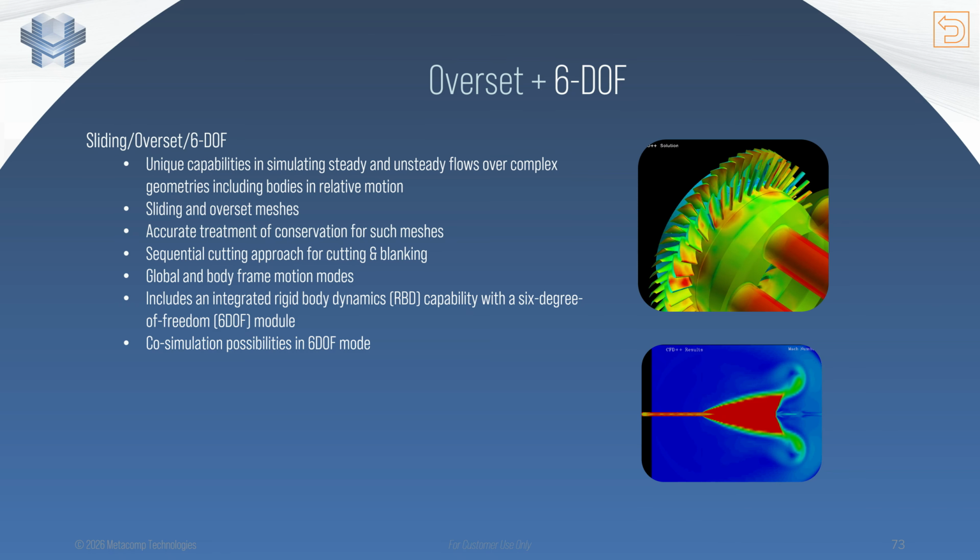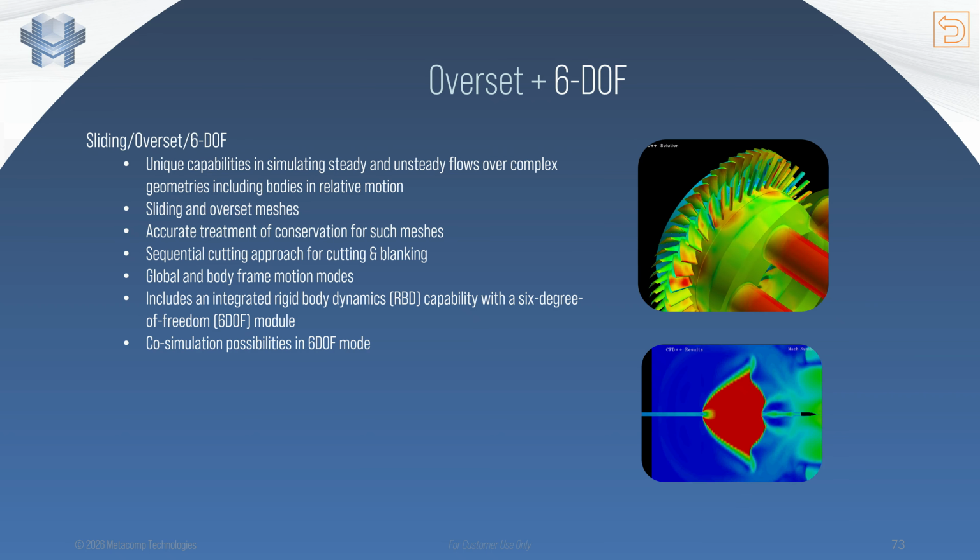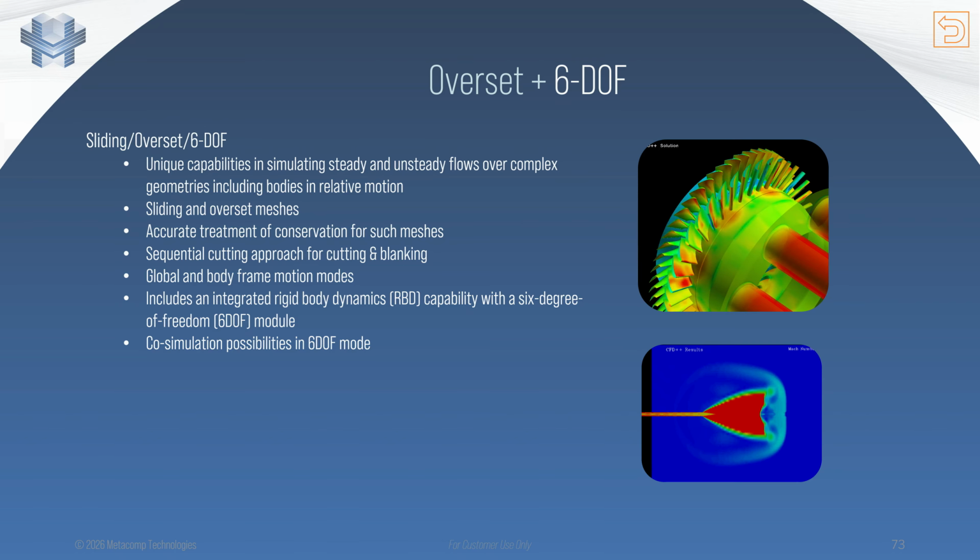Additionally, CFD++ features an integrated rigid body dynamics capability with a 6-degree of freedom model that accurately computes body motion influenced by forces and moments from the surrounding flow field, as well as external forces like gravity. Co-simulation is also supported in 6-DoF mode, further enhancing its adaptability for advanced simulations.